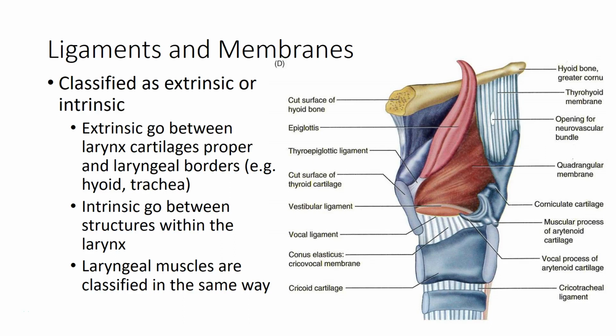The hyoid bone and the laryngeal cartilages are connected by a variety of ligaments and covered by a variety of membranes. These are classified as extrinsic or intrinsic depending on what they connect to. Extrinsic ligaments and membranes go between our three laryngeal cartilages and other structures around the laryngeal borders like the hyoid bone and the trachea. The intrinsic ligaments and membranes connect our laryngeal cartilages to one another. We're also going to classify laryngeal muscles in the same way in later videos.